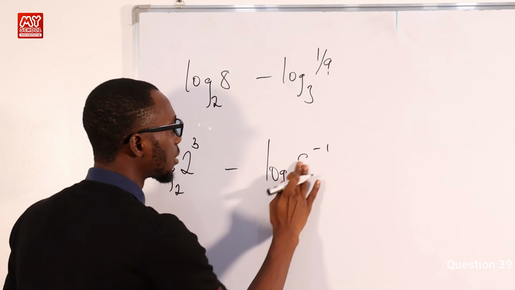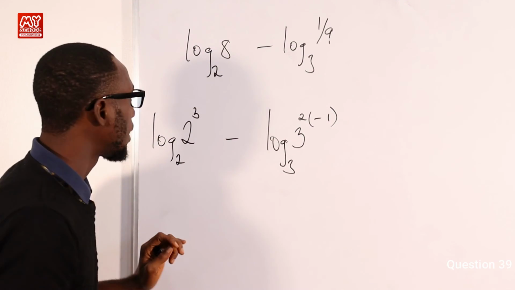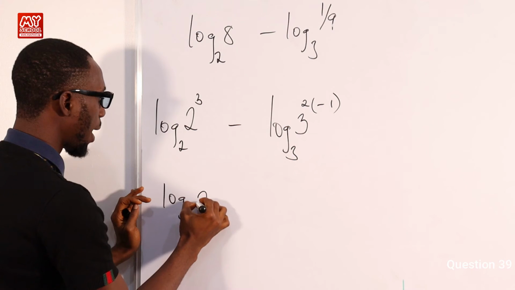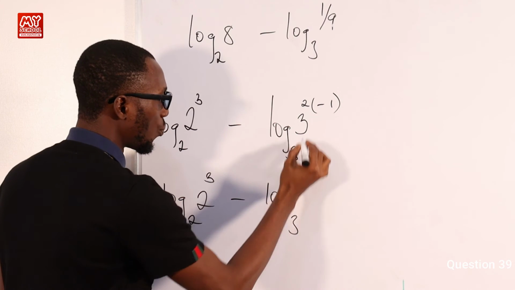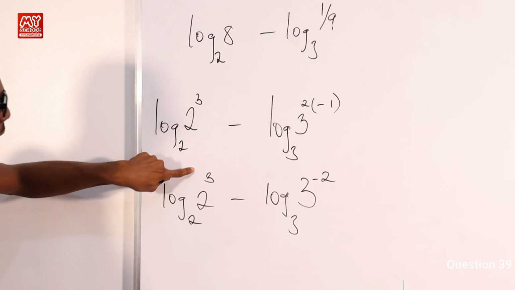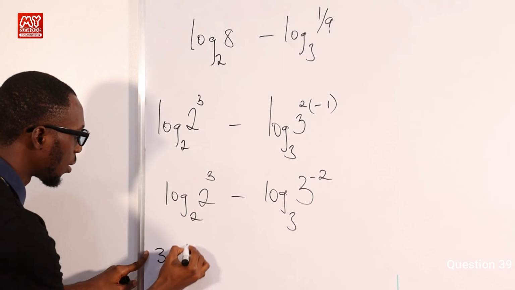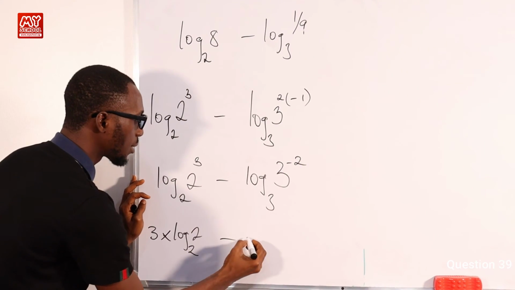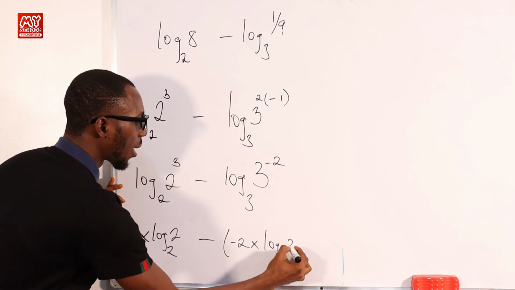Just to save time, we would have 3 raised to power 2, then the minus 1 beside it. So what we are going to have is log base 2 raised to power 2, raised to power 3, minus log base 3 raised to power 3, 2 times minus 1, that gives you minus 2. So this power comes right to multiply this, that is 3 times log base 2 raised to power 2, minus the power here, which is minus 2 times log base 3 raised to power 3.